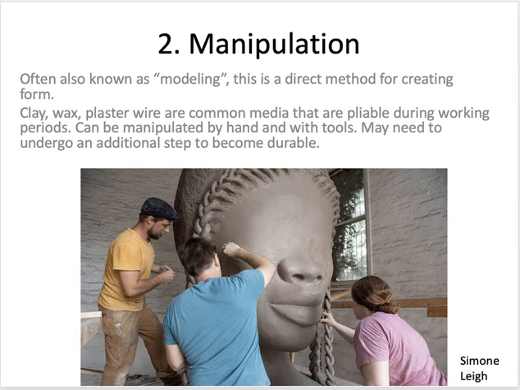Another method that you may think about when you are thinking about sculpture is manipulation, which is also often called modeling. And this is simply a direct method for creating form. You'll take materials like clay or wax, plaster, wire. Those are all common media that are pliable for different periods of working time. They can be manipulated by your hand or with tools, and sometimes they may need to undergo an additional step to become durable. For instance, with something like clay, you can work with it, it's malleable, but at a certain point, if you want to keep it, you have to fire it in a kiln.